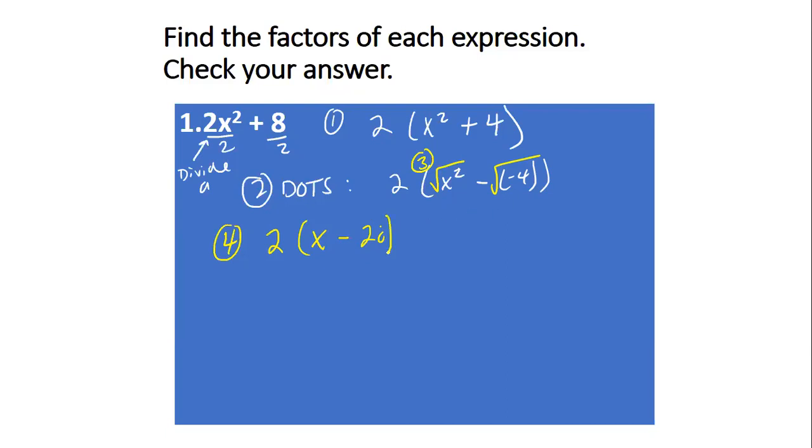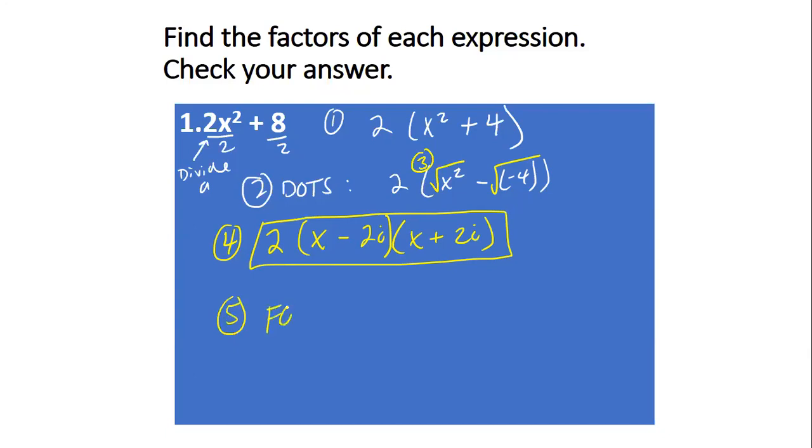Okay. And when we take the square root of something, it produces a positive and a negative. So my other factor is x plus 2i. And this would be my factored answer. If I was not sure, then I will use FOIL and distribution to recheck. Questions? Okay.